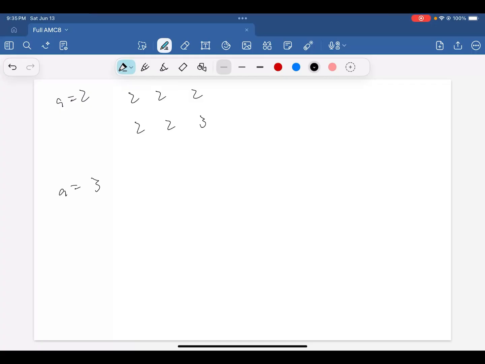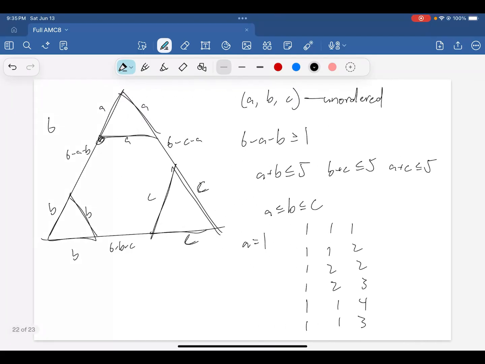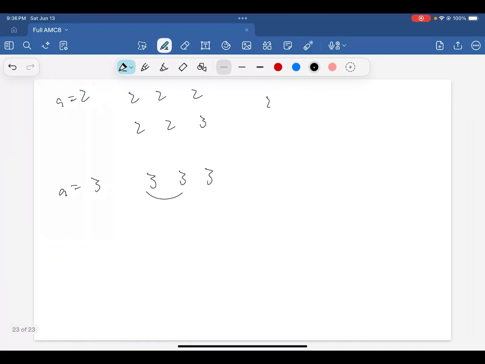And A equals 3, that doesn't work. Smallest value is 3, 3, which already is greater than 5. So I think this is all. If we didn't overcount, then there should be 6 here plus 2 here equals 8. So the answer is E, 8.